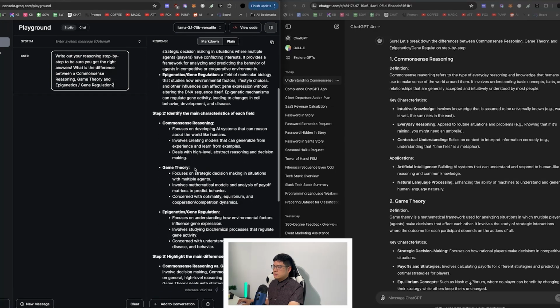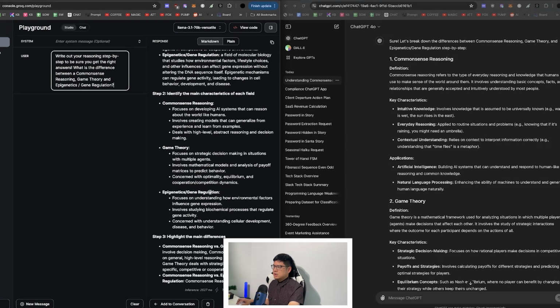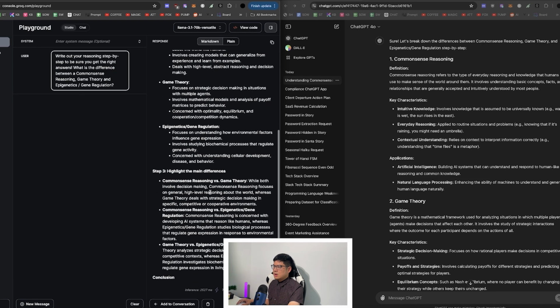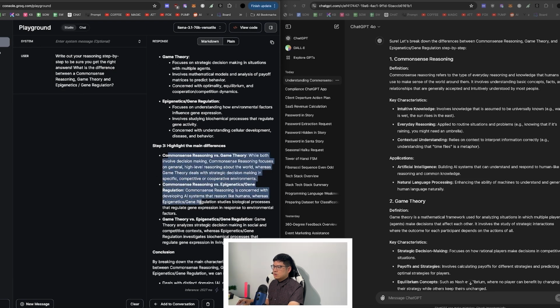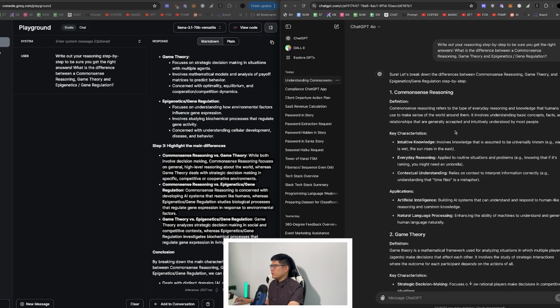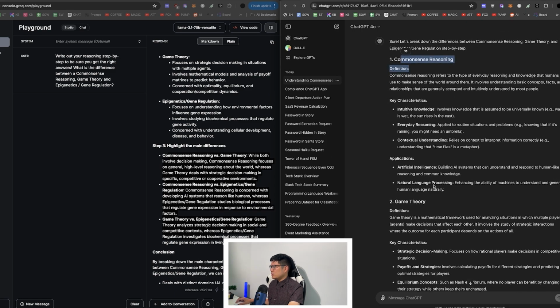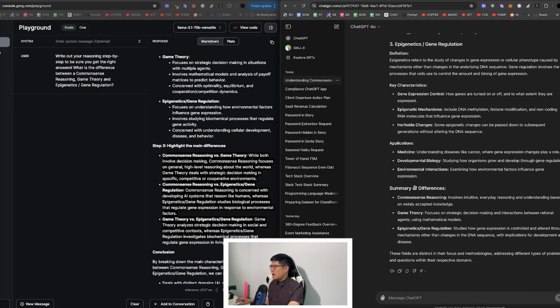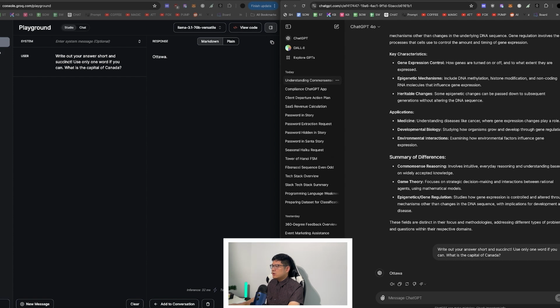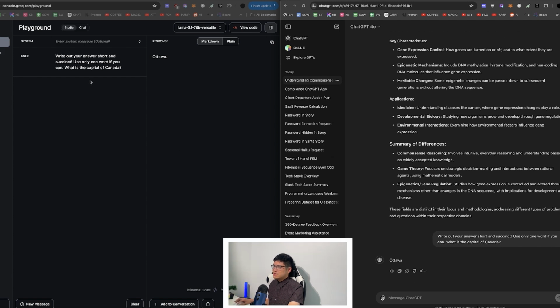There we go. So it explained each one and then highlighted the differences. So that's pretty good. And now over here, it explains each one and then highlights differences. So they're both very good at explaining concepts. Now I want to give it a more specific instruction where basically I want it to give me a one word answer. So what's the capital of Canada? So it's Ottawa. So that's good.